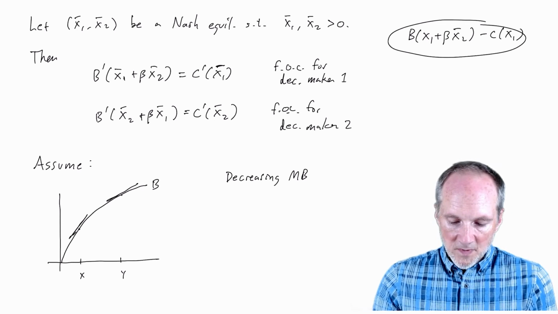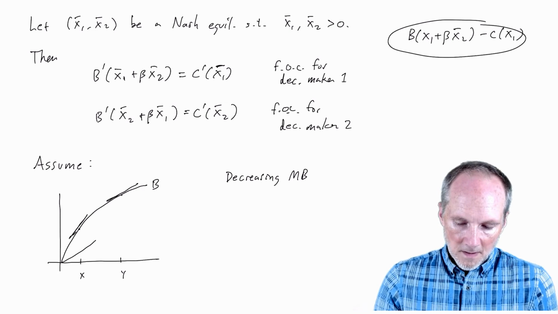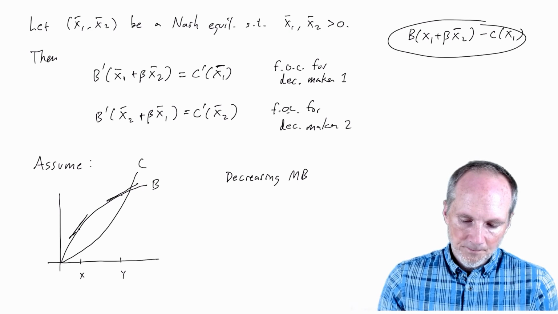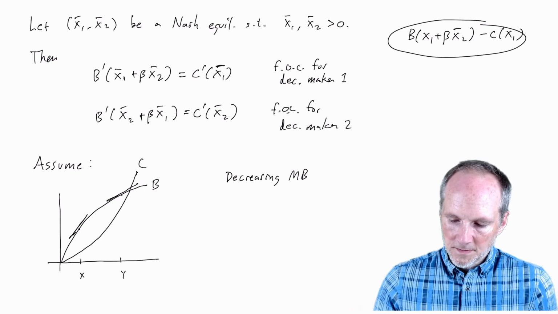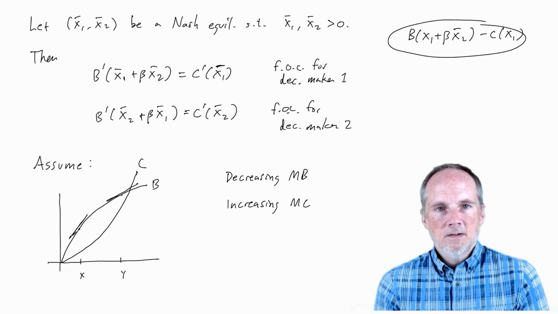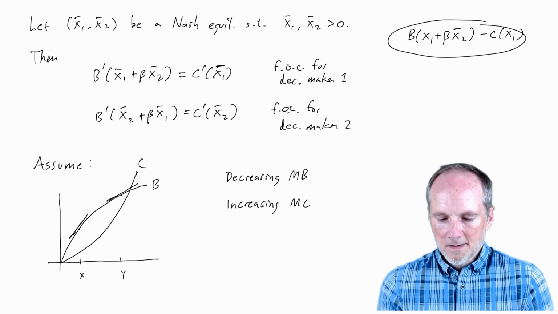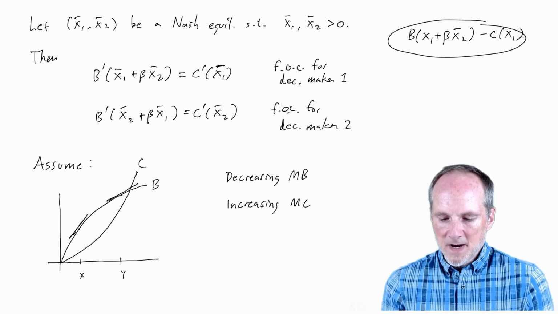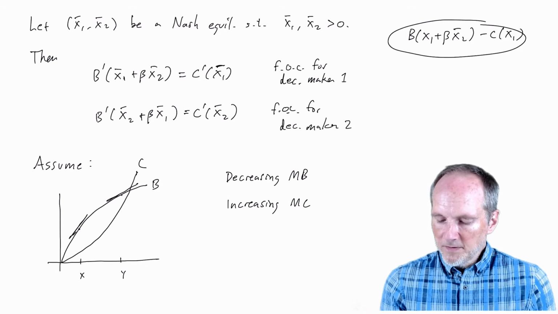Let's also assume that the cost function has this kind of convex shape. So we have increasing marginal cost. Those are really standard assumptions. You can imagine situations where they might not hold completely, but they're fairly intuitive. We've talked about them before, and we'll assume those here.